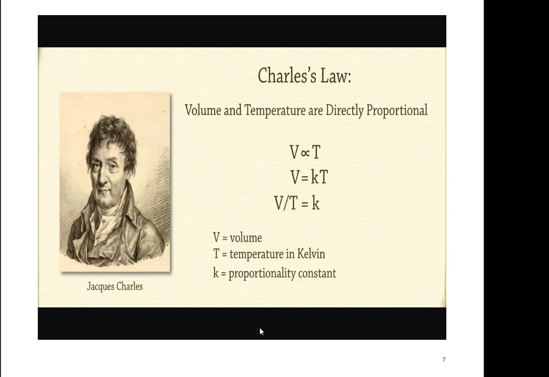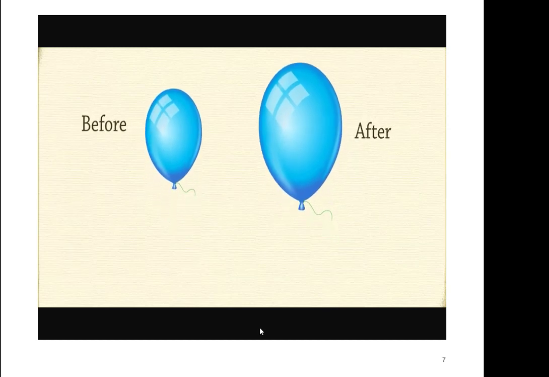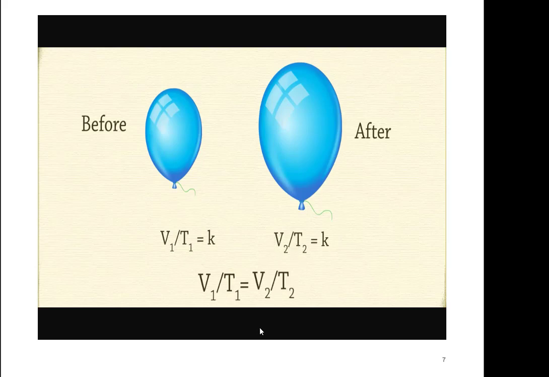V over T is equal to k by rearranging this equation. And you already know that k is proportionality constant. Charles law deals with two conditions, before and after. Let's suppose that before, the volume and temperature are V1 over T1 is equal to k, and after they are V2 over T2 is equal to k. So V1 over T1 is equal to V2 over T2.